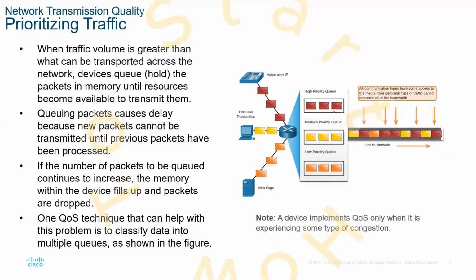It gets to the point where if the number of packets to be queued continues to increase, the memory of the device also starts being filled up. Once the resources of that device are filled, they start dropping packets. So one way to fix this, again, is queuing traffic, looking at the traffic characteristics, and prioritizing what type of traffic should be sent first. And that's part of what that prioritization is.